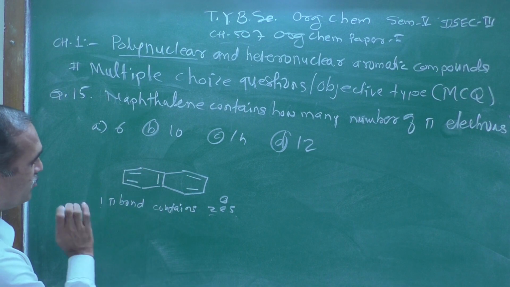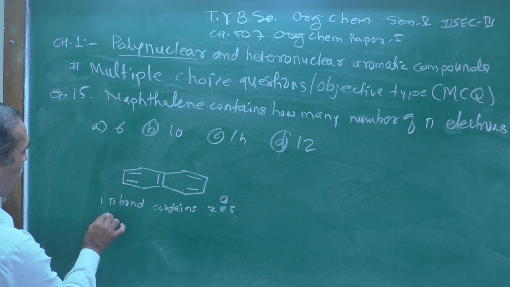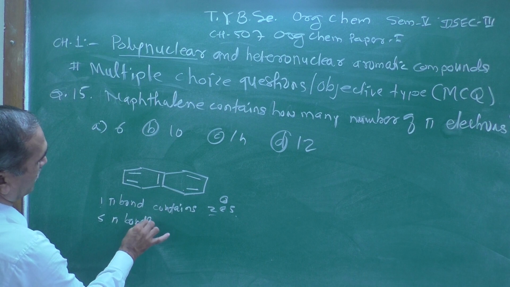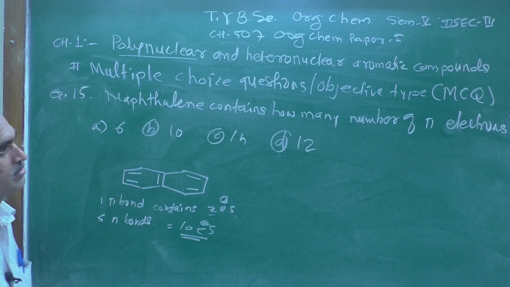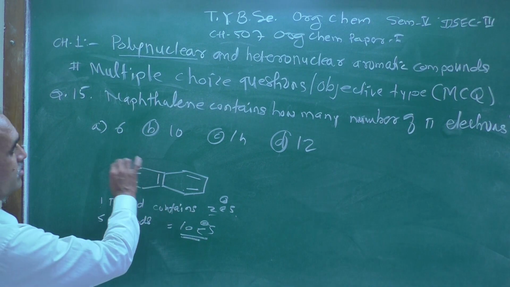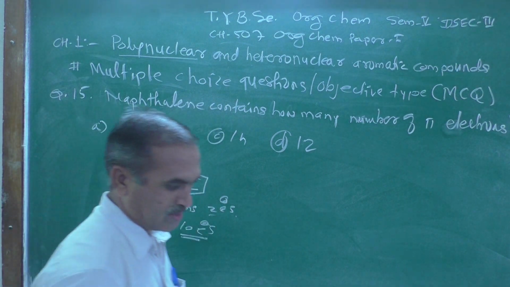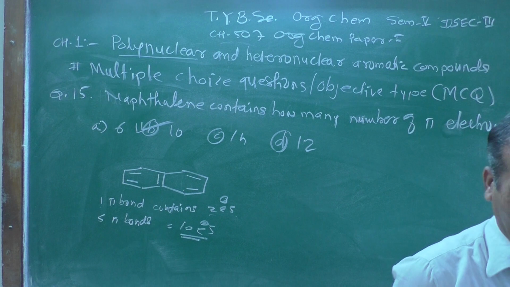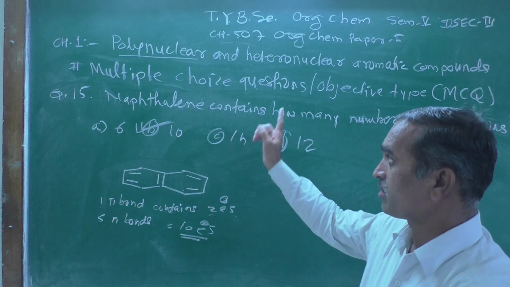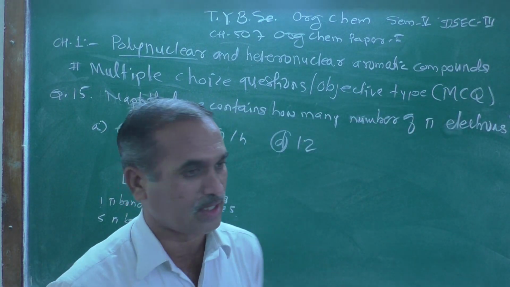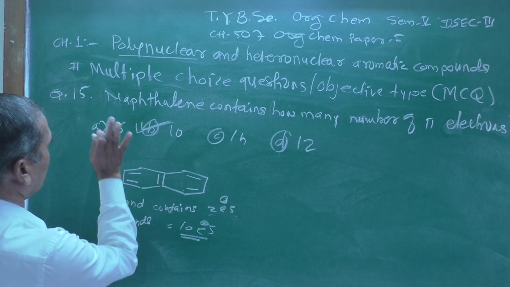So you have to count the number of pi bonds present here: 1, 2, 3, 4, 5. There are 5 pi bonds, and therefore the number of electrons is 10. Remember, the number of electrons is 10. See the options: B is the correct one. In this way, you have to confirm and justify on your own. Then you will get the marks: for a 1 mark question, you will get 1 mark, for a 2 mark question, you will get 2 marks. It's so easy.